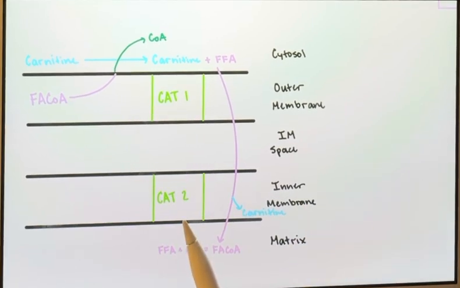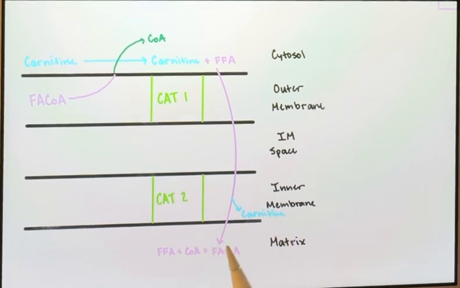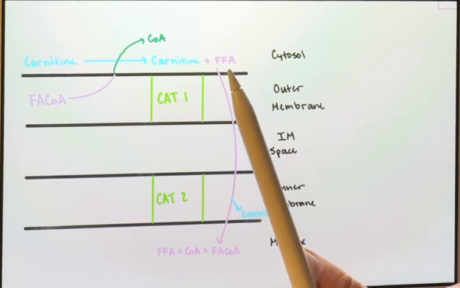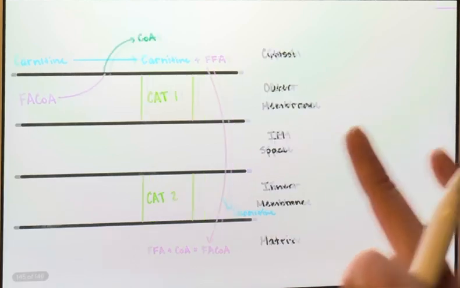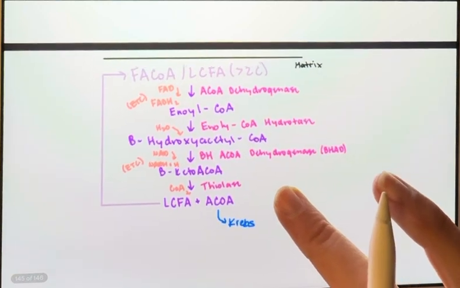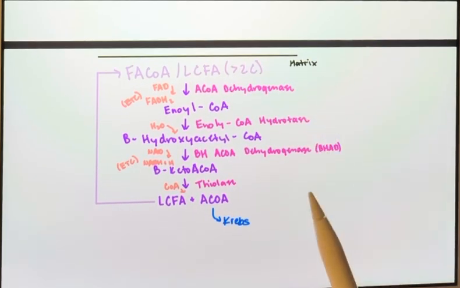CAT2 is the enzyme responsible for getting rid of this carnitine and having the free fatty acid end up in the matrix, where the carnitine's job is to help the free fatty acid travel down before it is detached, and where the carnitine is left in the membrane and the free fatty acid is in the matrix. From here, the free fatty acid in the matrix is going to bind to coenzyme A to form the fatty acid coenzyme A. Now that the fatty acid coenzyme A is in the matrix, we can go through beta oxidation.